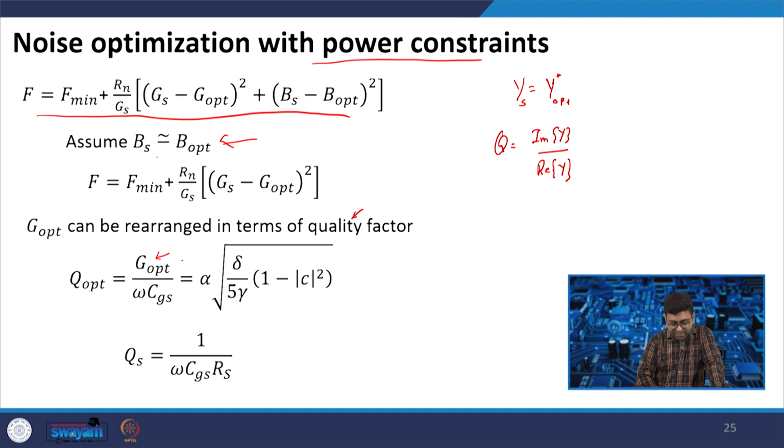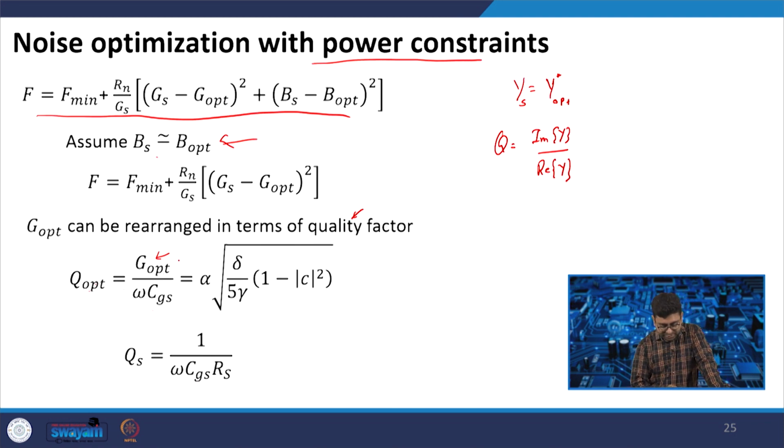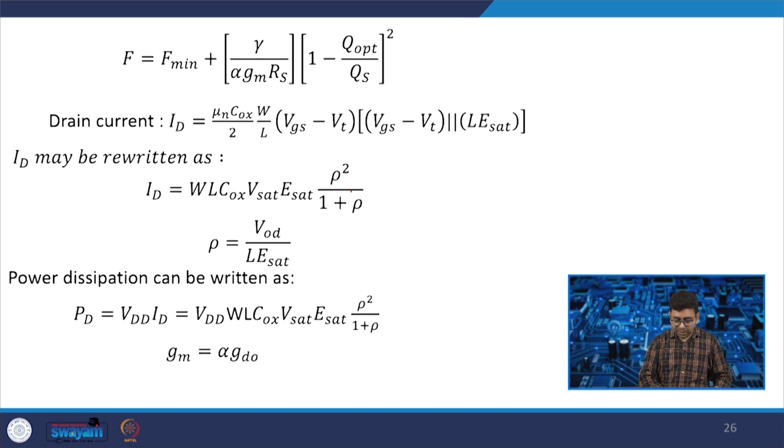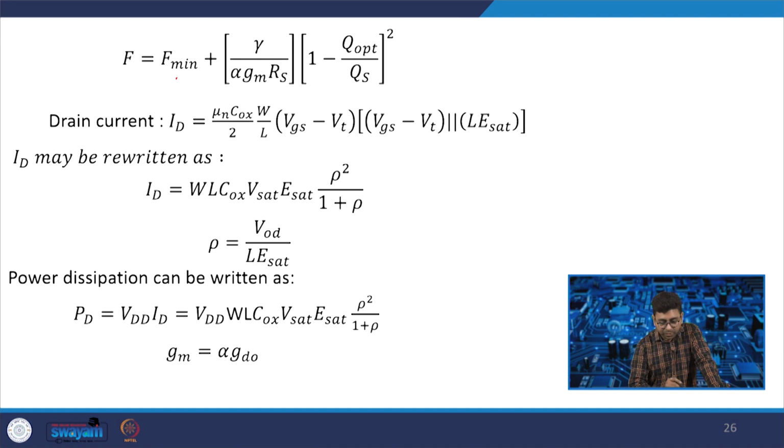If we replace the G opt from this equation, we will get Q opt, which is c by omega CGS alpha square root of delta over phi gamma times 1 minus c square, and Qs for the source side is given by 1 by omega CGS into Rs. Because there is a series capacitance here, Q is considered as 1 by omega CGS into Rs. If we replace Q opt and Qs in this equation, in Gs and G opt, we will get the noise figure in terms of Q opt and Qs. So, F is equal to F min plus gamma by alpha Gm into Rs, that is what we have done, we have replaced Rn and Gs, times 1 minus Q opt by Qs whole square.